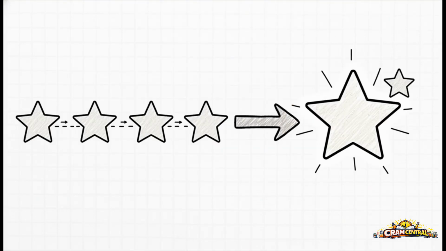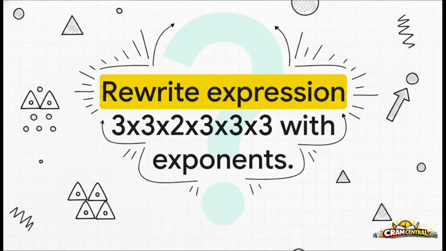Nailed it! The base, the number actually being multiplied, is 11. And counting them up, we've got 4 of them. So our exponent is 4, making our final answer 11 to the 4th power. Just look at how much cleaner that looks compared to a giant string of 11s. All right, let's kick it up a notch.